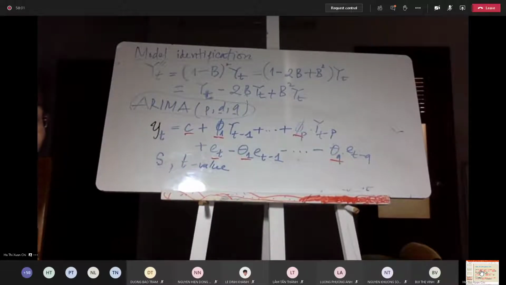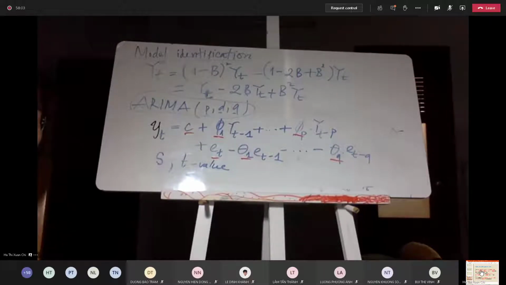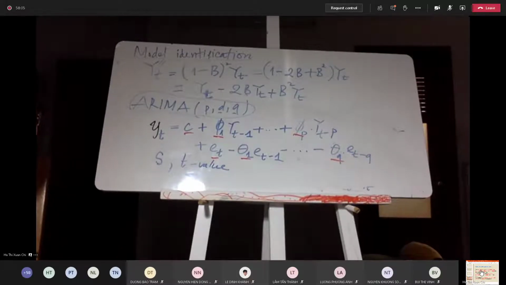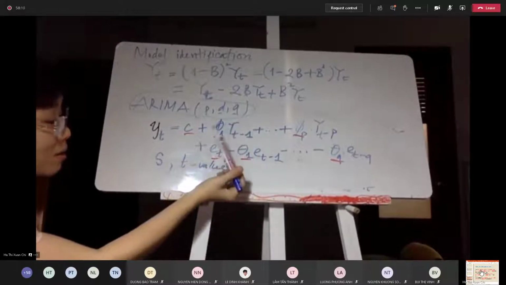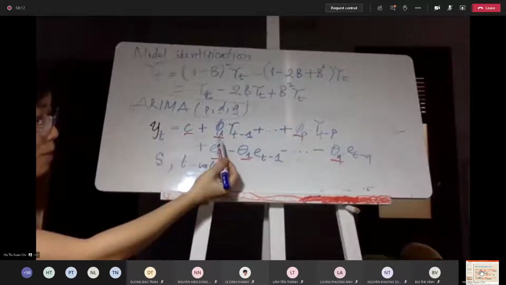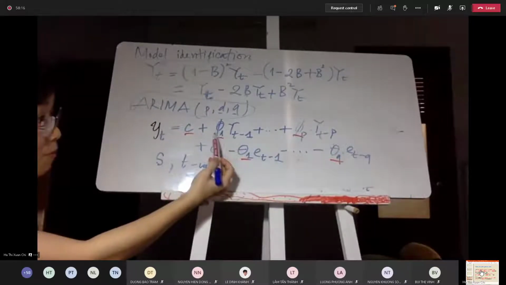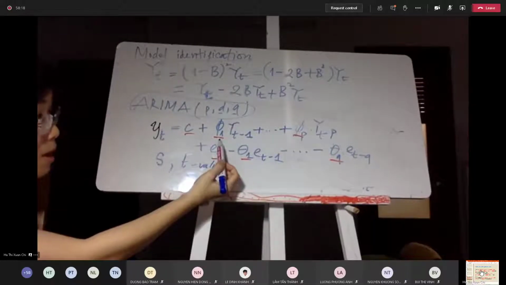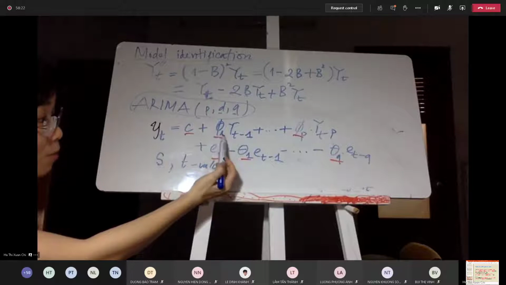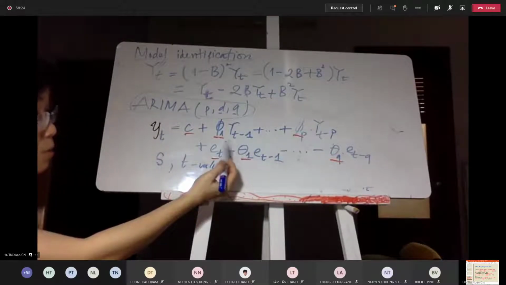So the parameter is significantly different from 0, so we keep that in the model. For example, here you do the hypothesis testing. We assume the null hypothesis that phi1 equals 0, and the alternative hypothesis is that phi1 is different from 0.